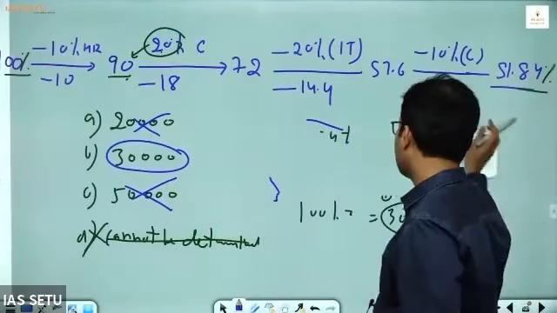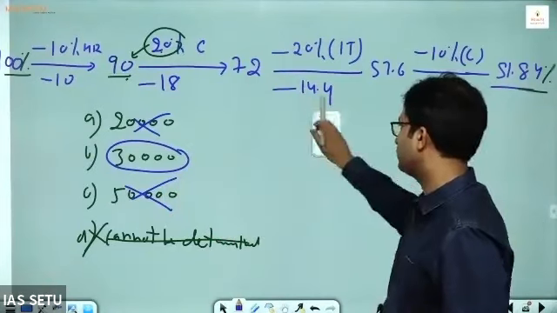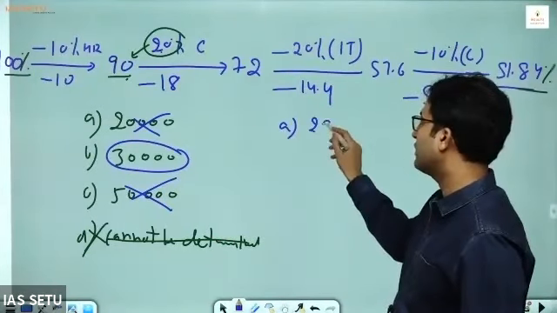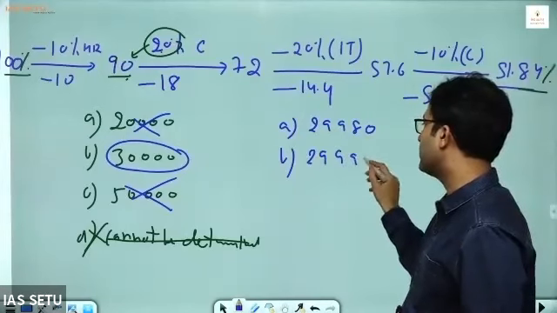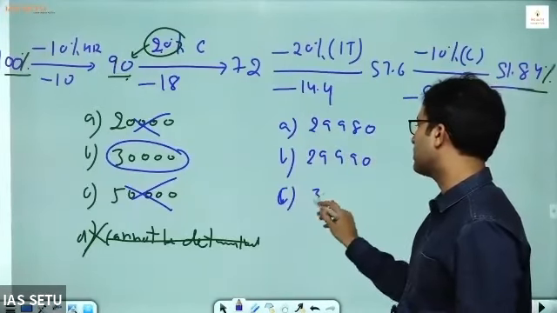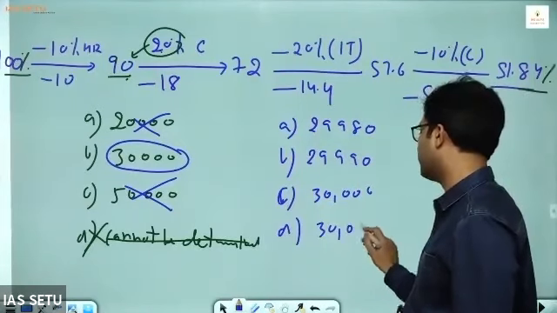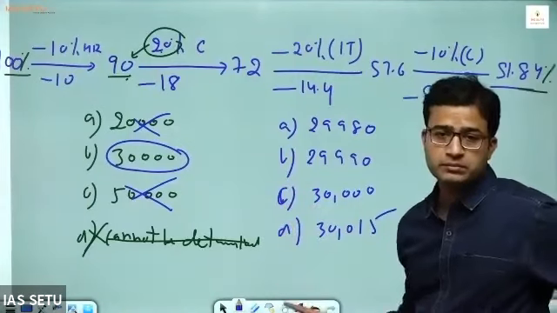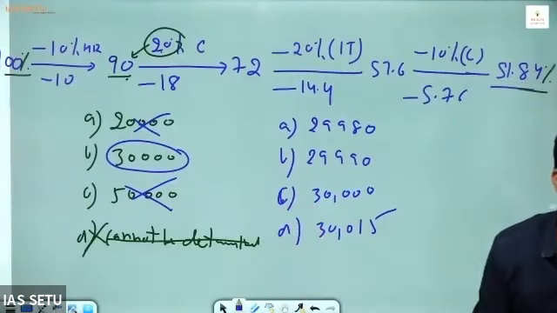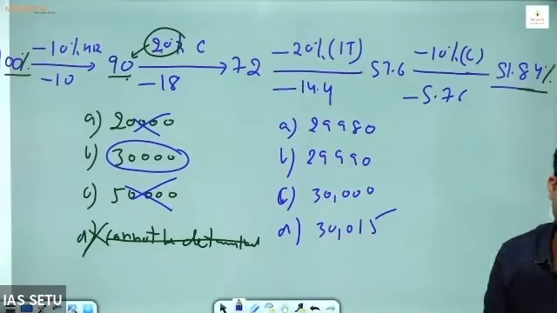Yes, we can do that. But if answer options are given like all answer options are near 30,000, answer option A 29,980, answer option B 29,990, answer option C 30,000, answer option D 30,015. Here you cannot use approximation, क्योंकि आंसर ऑप्शन में बड़ा छोटा सा गैप है. Maybe the answer is this, maybe this, maybe this. You have to do exact calculation.